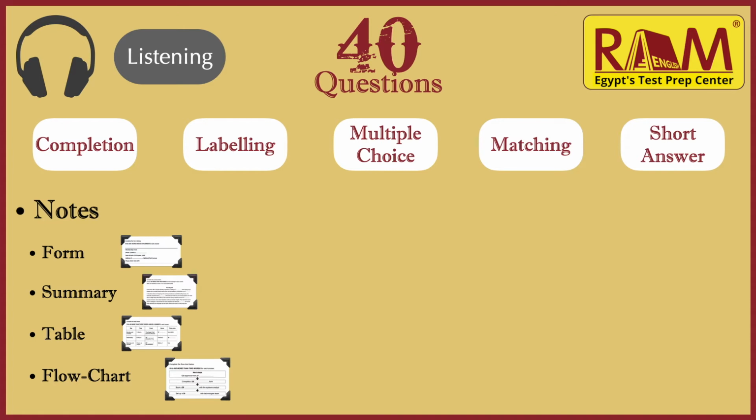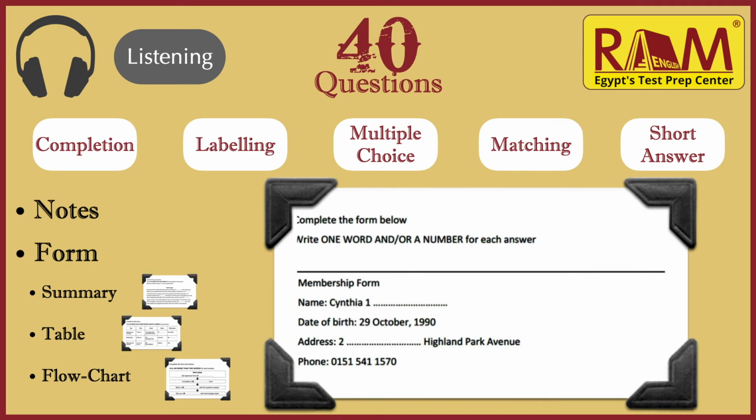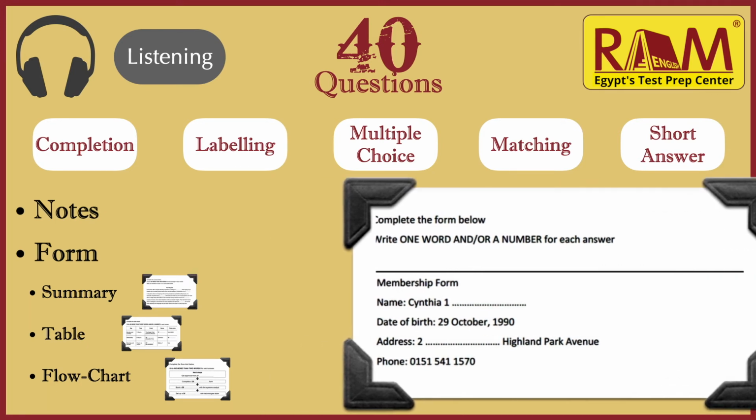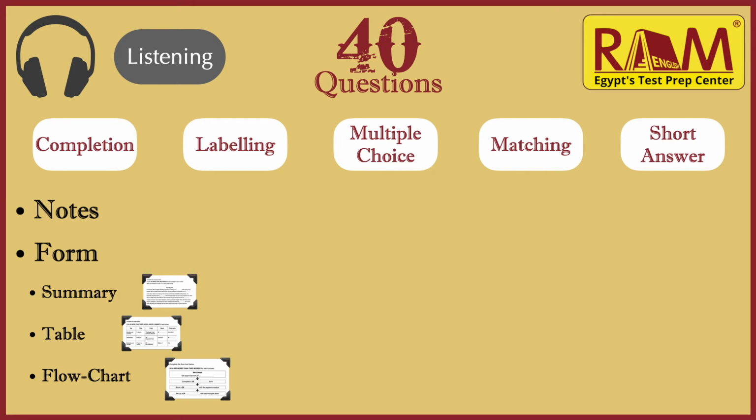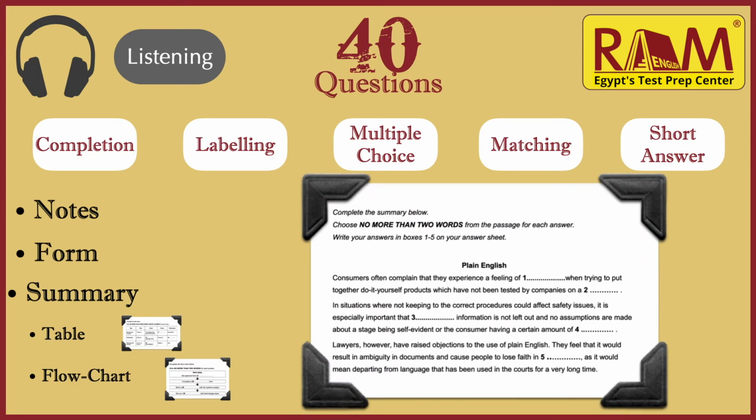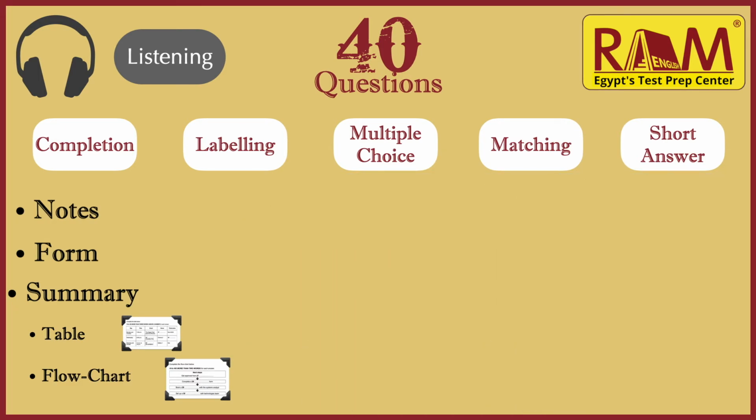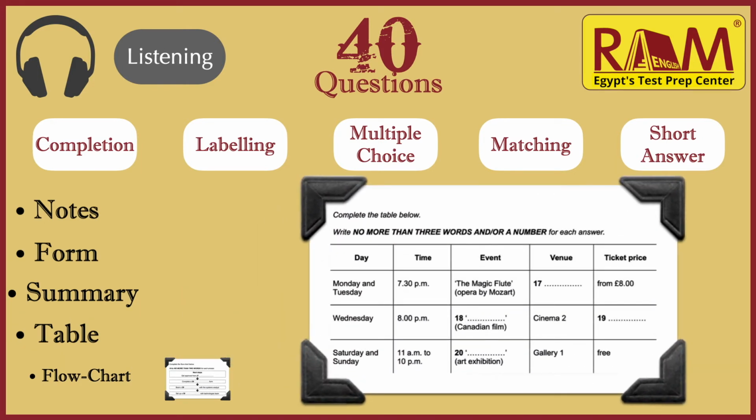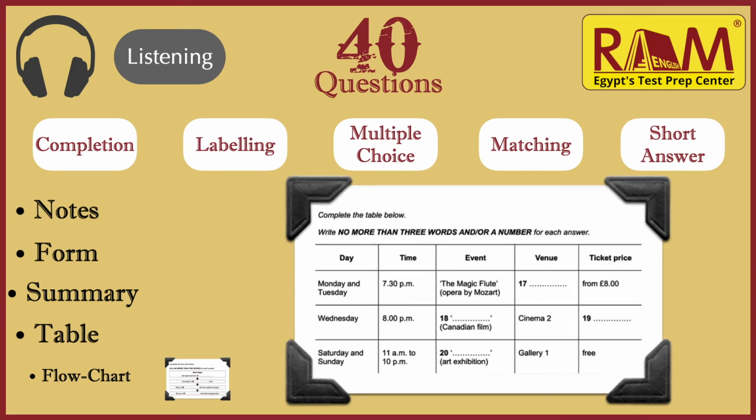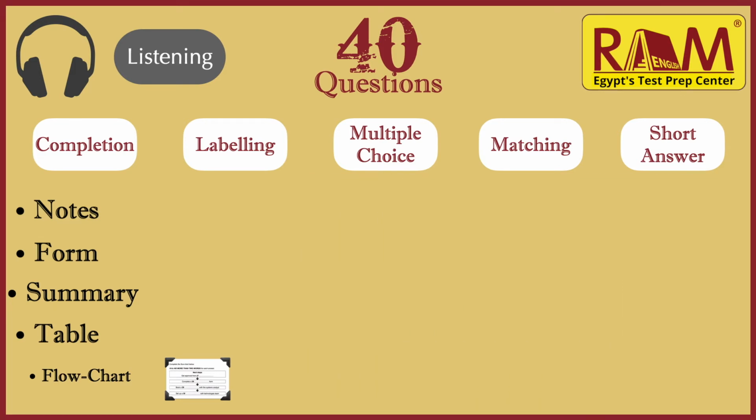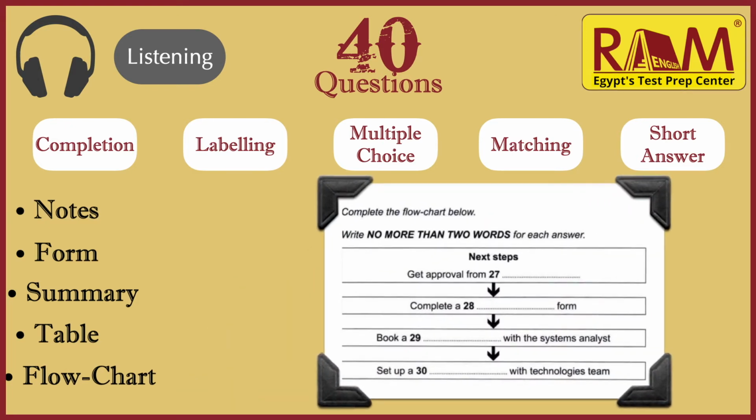Number 2, completion of a form, and here is a sample of how it looks on the test paper. Number 3, completion of a summary, and here is a sample of how it looks on the test paper. Number 4, completion of a table, and here is a sample of how it looks on the test paper. Number 5, completion of a flow chart, and here is a sample of how it looks on the test paper.